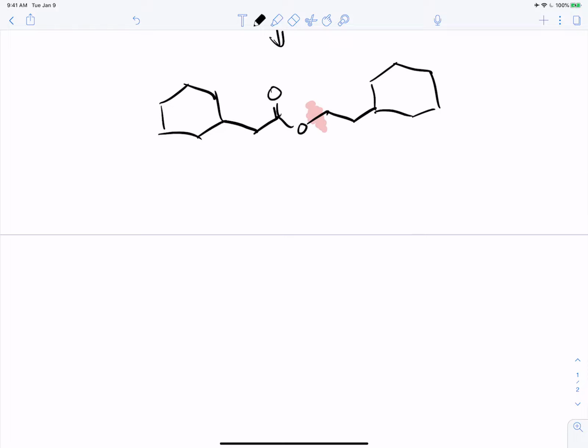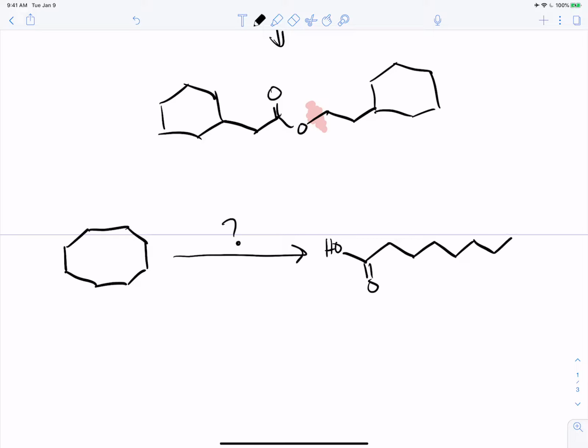Okay, this next synthesis problem, we're starting with cyclooctane. It is an interesting one. We're wondering, how can we take that to this open chain carboxylic acid? Note that this thing also has 8 carbons. The ring has 8 carbons as well.